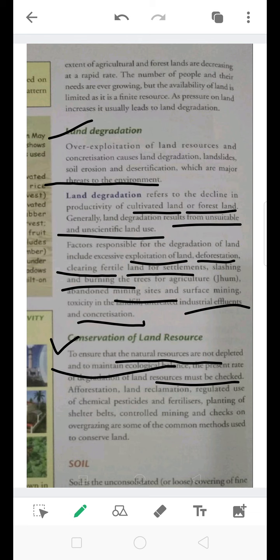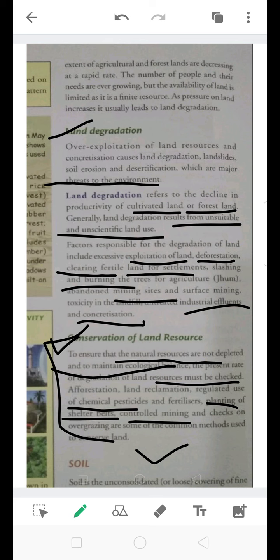Land reclamation should be there. Regulated use of chemical pesticides and fertilizers. Planting of shelter belts. Controlled mining and checks on overgrazing are some of the common methods to conserve land. So how can we conserve land resources? Some very common points are: do not cut the forest unnecessarily. Regulation should be there to check that chemical pesticides and fertilizers are not put on it in excess. Controlled mining should be there. Over mining activity should not be there. By doing such activities, we can conserve our land resource, and so the fertility of soil can be maintained.